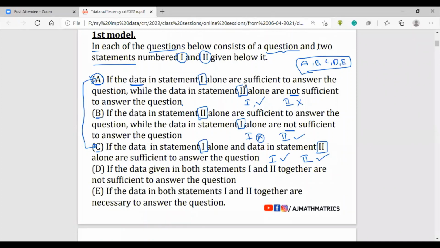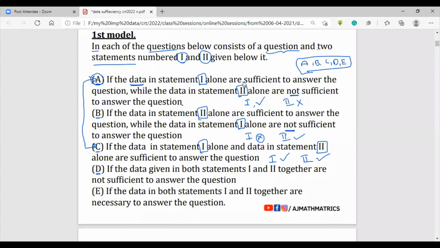Now, when you check the second statement, if the second statement is sufficient, then you have to go with the answer as C. If the second statement is not sufficient, then you have to go with option A. So be clear, the similarity between A and C is that the data in statement 1 alone is sufficient. The difference between A and C is that statement 2 alone is not sufficient in A, while 2 alone is sufficient in C. That is the only different thing.